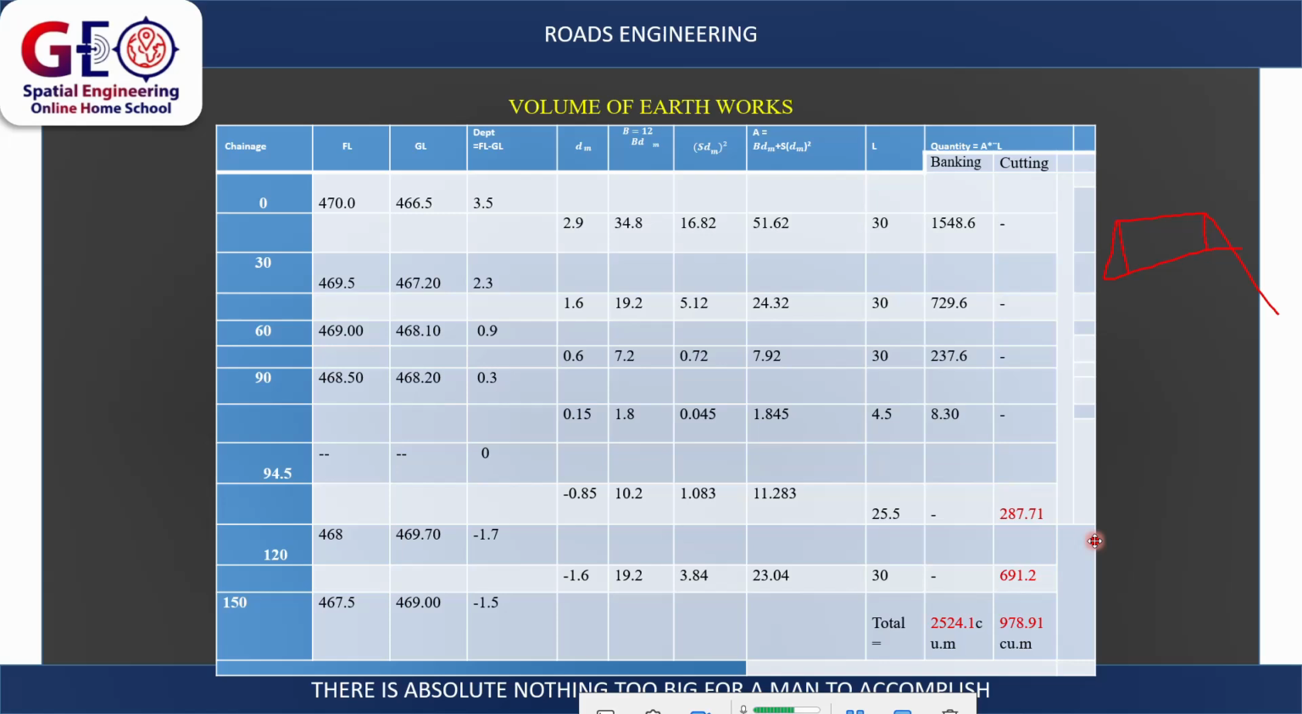Now that we have our volume of earthwork at the different sections of the road using the mid-sectional method, of course, we can still use another method to calculate. We can use the trapezoidal method, we can use the area method to do the same calculation of the volume of earthwork.